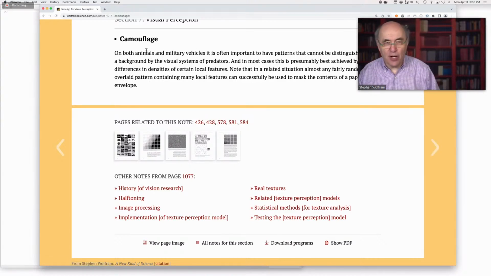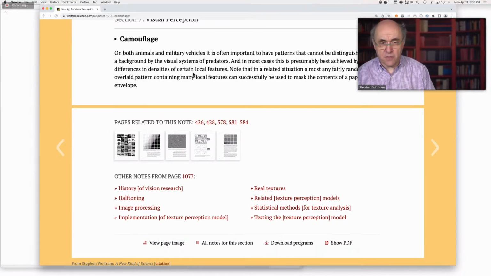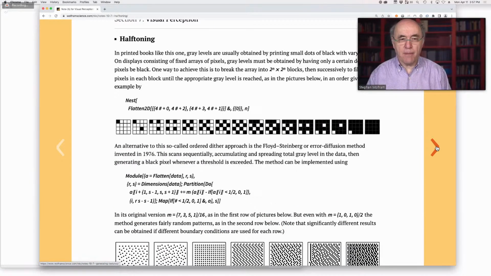I say rather dryly, on both animals and military vehicles, it is often important to have patterns that cannot be distinguished from a background by the visual systems of predators. And in most cases, it's presumably best achieved by avoiding differences in densities of certain local features. So in other words, in a related situation, almost any fairly random overlaid pattern containing many local features can be used, and successfully used, to mask the contents of a paper envelope. You see that used quite often in practice.